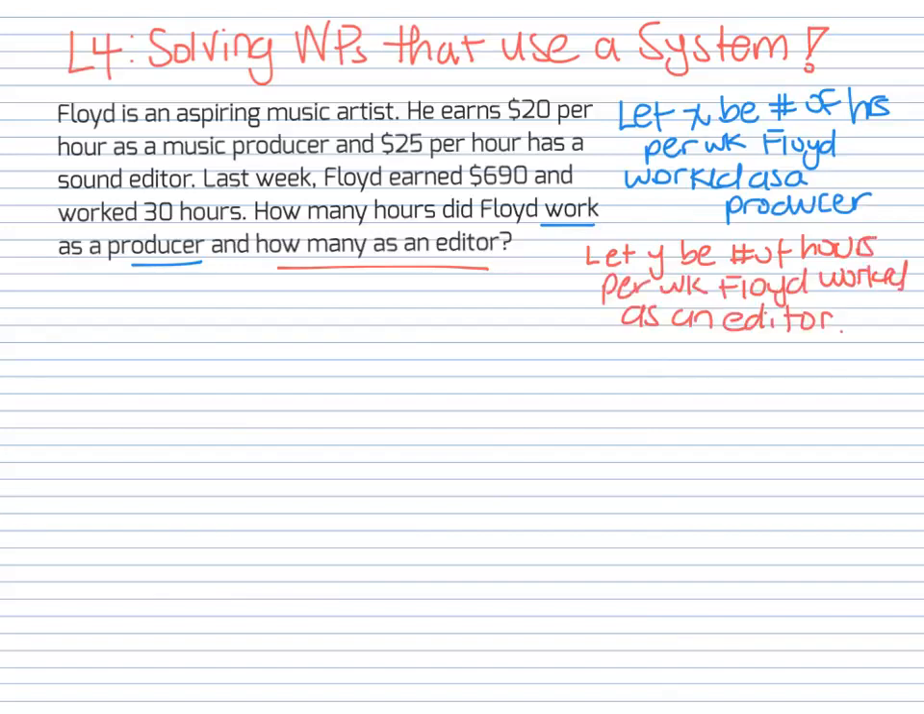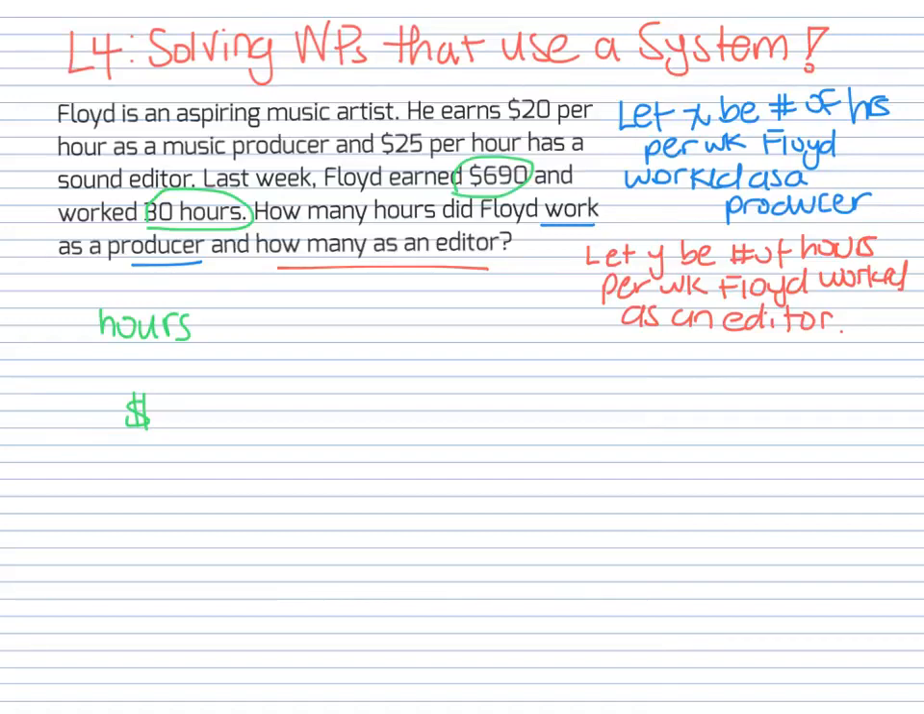Now we need to translate the information in the sentence. First, we know that Floyd worked a total of 30 hours and earned a total of $690. Those two things have two different units, so they're going to be the result of my two different equations. I'm going to need an equation that talks about Floyd's hours, and I'm going to need an equation that talks about Floyd's money. Of course, the number of hours he worked has to be a part of the money.